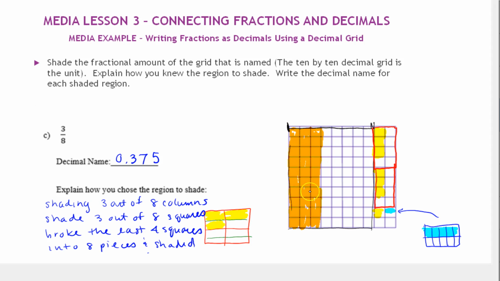We shaded 3 out of 8 columns, then we grouped the remaining 2 rows into 8s, so we had 3 out of 8 here, 3 out of 8 here. Then we only had 4 squares, so we cut them in half, making 8 pieces, and shaded 3 of them. We saw that was equivalent to 1/100th and 1/2 of 100th, which is 5 thousandths.